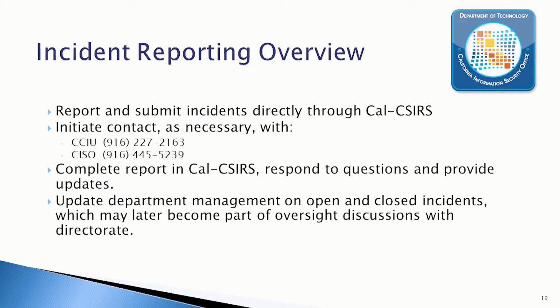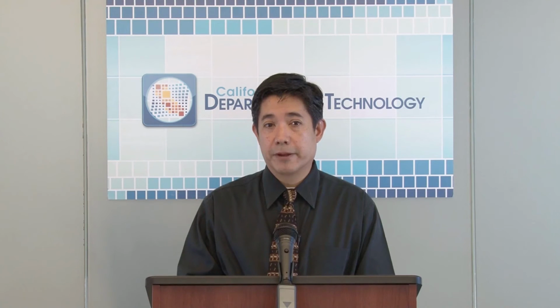The last bullet there is you'll still need to update your department management, your executives, your senior managers about open and closed incidents, which may later become an oversight discussion. What that last bullet means, as in the previous process, you had to submit a 5340 for your managers to sign. In Cal-CSIRS, because it's all online, your management may not see all the incidents that are being reported and closed for your department. So you're still required, as you always have been, to keep your management informed of incidents that happen within your department's network.